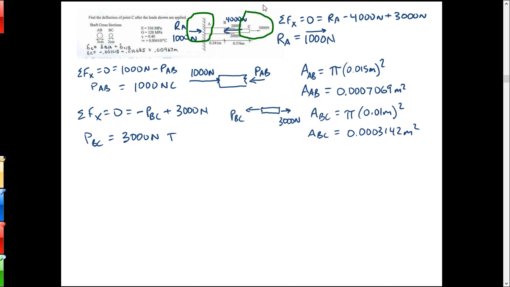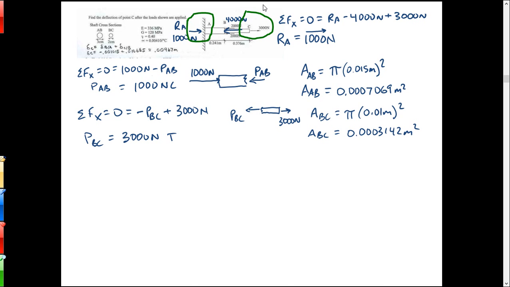And I also want to find the areas, so I do both of those things. So I'm going to find delta, and that's PL over AE. So I need P. I've got L right on the sketch. I just found A, and I'm given E, so I've got all the stuff I need.